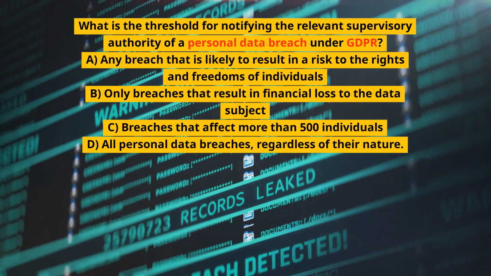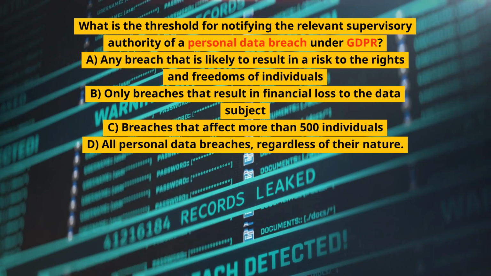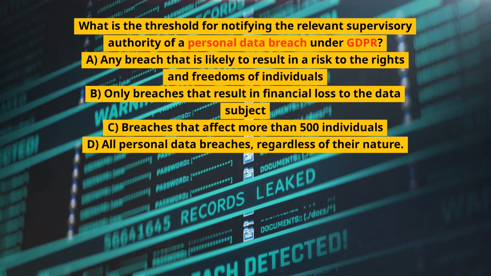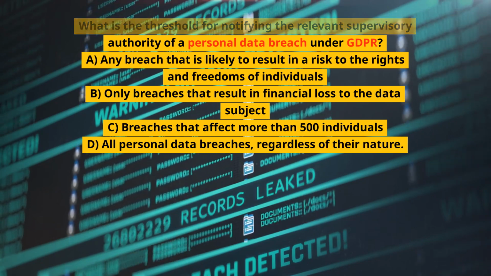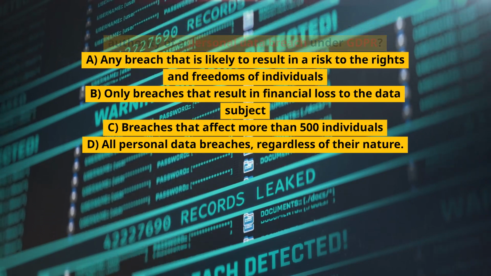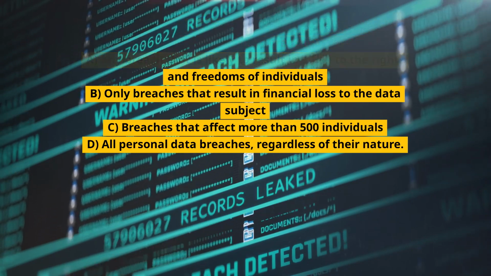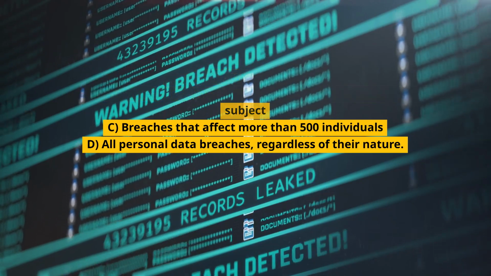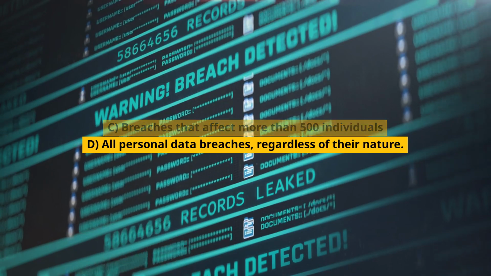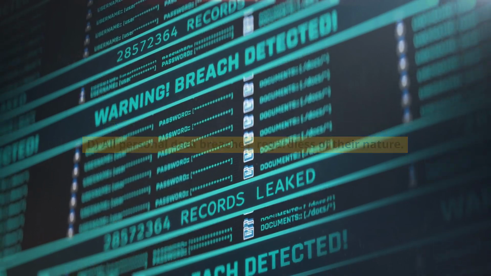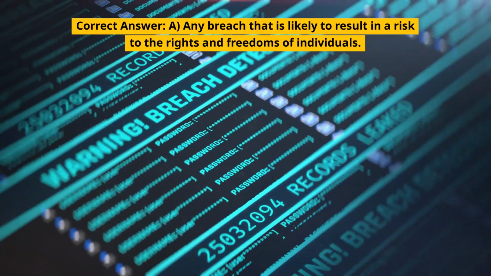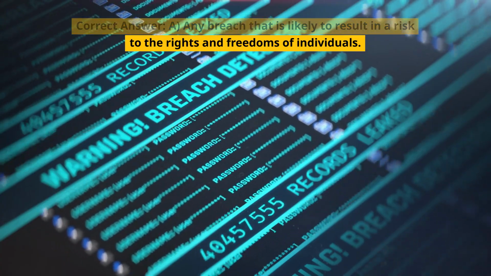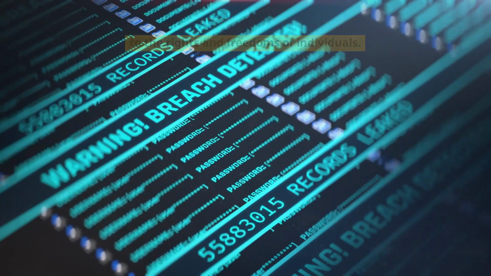What is the threshold for notifying the relevant supervisory authority of a personal data breach under GDPR? A. Any breach that is likely to result in a risk to the rights and freedoms of individuals. B. Only breaches that result in financial loss to the data subject. C. Breaches that affect more than 500 individuals. D. All personal data breaches, regardless of their nature. Correct answer: A. Any breach that is likely to result in a risk to the rights and freedoms of individuals.